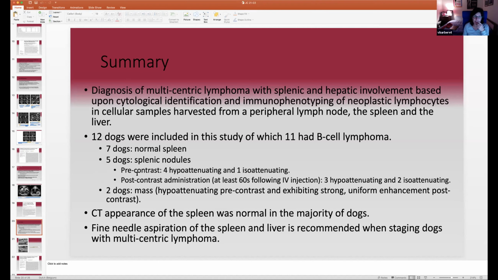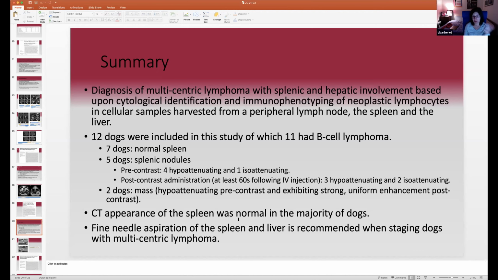And again, not really very characteristic. We had 4 hypoattenuating, 1 isoattenuating, and then a bit less, 3 hypoattenuating post-contrast. Here it was quite a bit delayed contrast compared with the criteria of the second study, and 2 isoattenuating. So again, nothing really specific there. I guess hypoattenuating and isoattenuating are both possible with lymphoma.